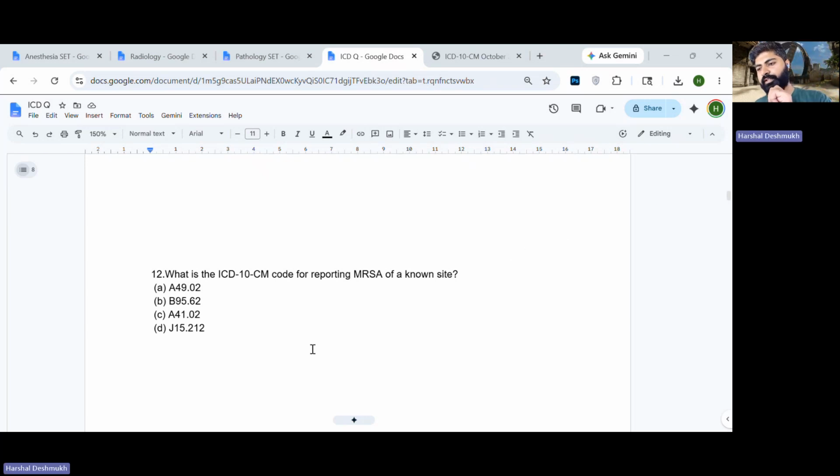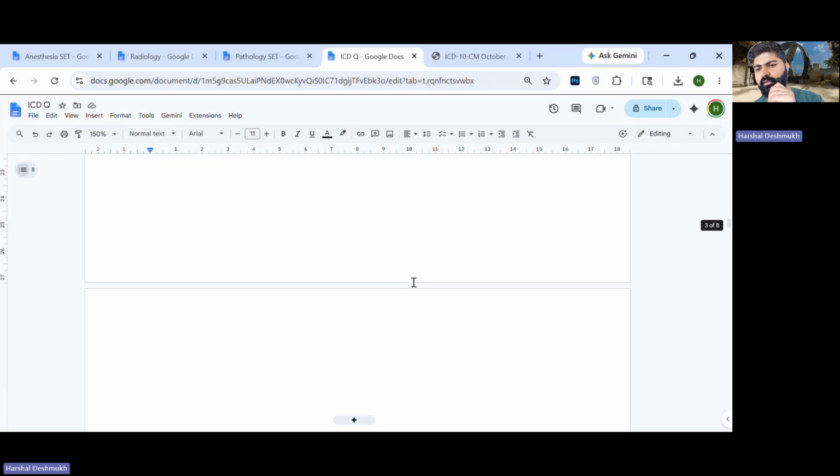The answer to this question for MRSA of a known site is option B. It's B9562 since it's a known site. It's not unknown, it's a known site. Moving on to the next question.